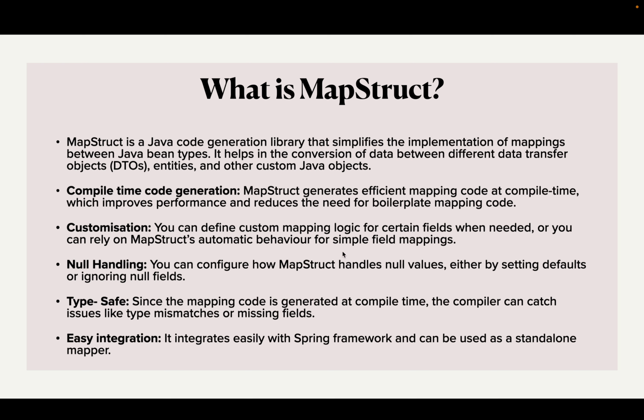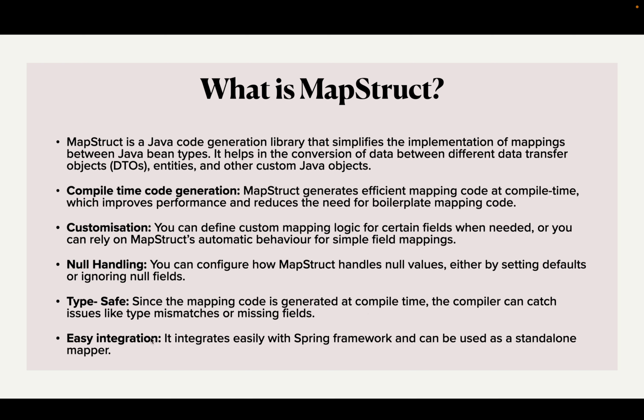So all these things, all this null handling, can be done by MapStruct. Next is type safety. Since all this code generation is happening at compile time, the compiler can catch issues like type mismatches or missing fields. The compiler will throw a compilation error that tells us the specific field is missing, so it will be easy to catch those issues at compile time only and not during runtime.